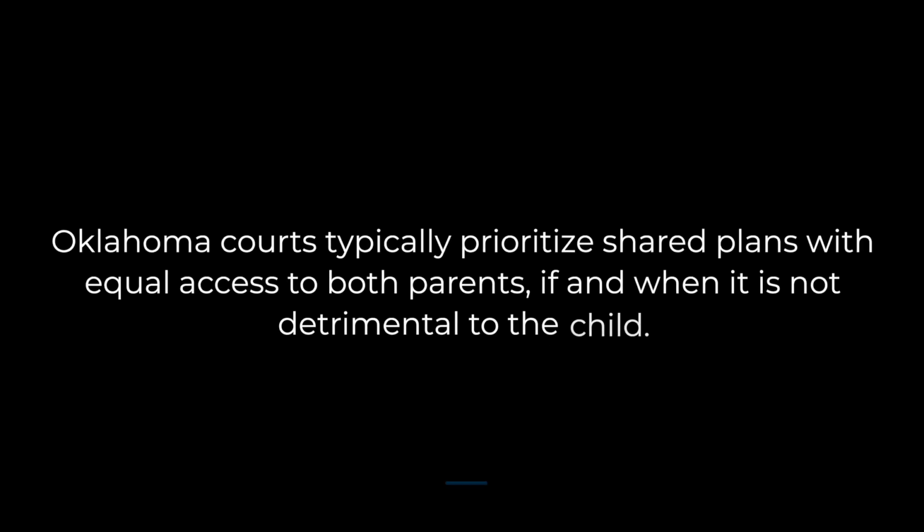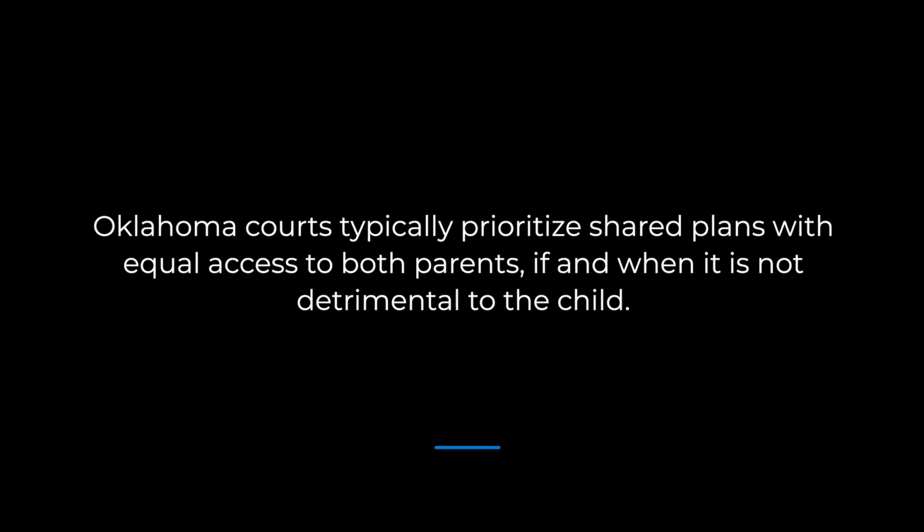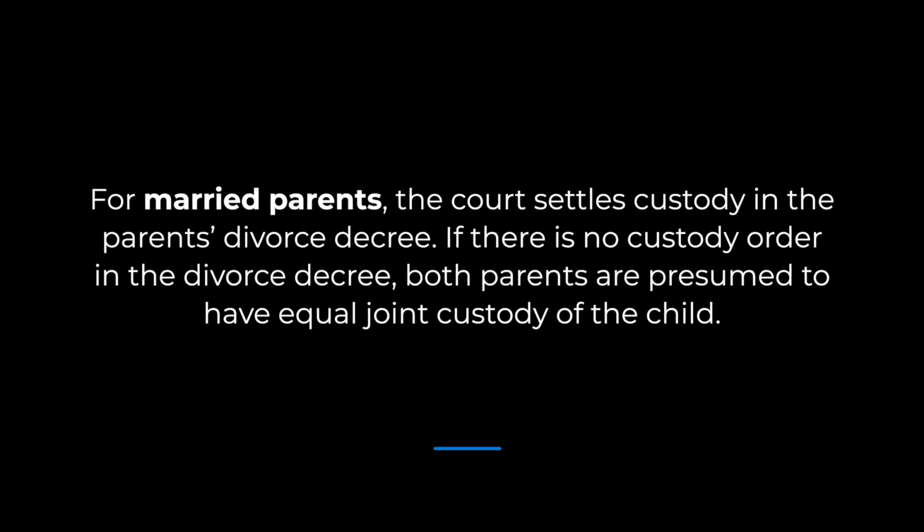Next, let's discuss how to file for custody in Oklahoma. The process differs for married and unmarried parents. Parents can file for custody jointly or separately. If they file together, they can submit a joint parenting plan they have already agreed upon. If parents file separately, they each offer proposed parenting plans for the court to consider against each other. Note that Oklahoma courts typically prioritize shared plans with equal access to both parents if and when it is not detrimental to the child.